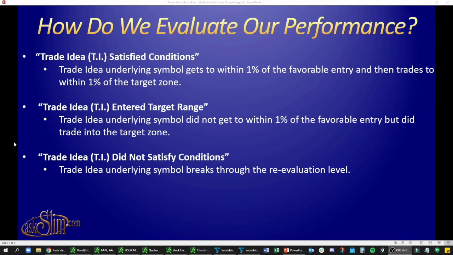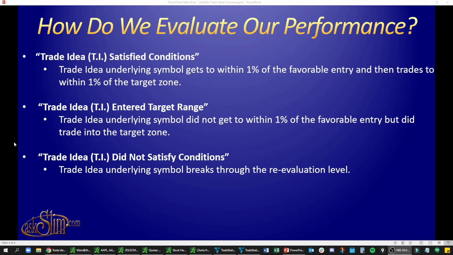So how do we evaluate our performance? We have 3 different buckets. The first one is the trade idea satisfied conditions, and this means that the underlying symbol got to within 1% of the favorable entry and then trades to within 1% of the target zone.